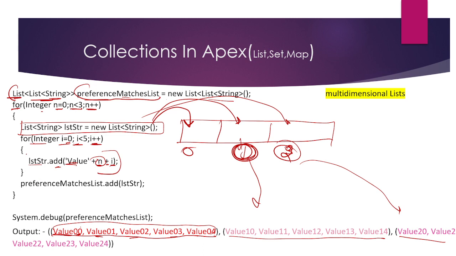I will run this code in our anonymous window. Preference match list dot add list of. Okay, now next.